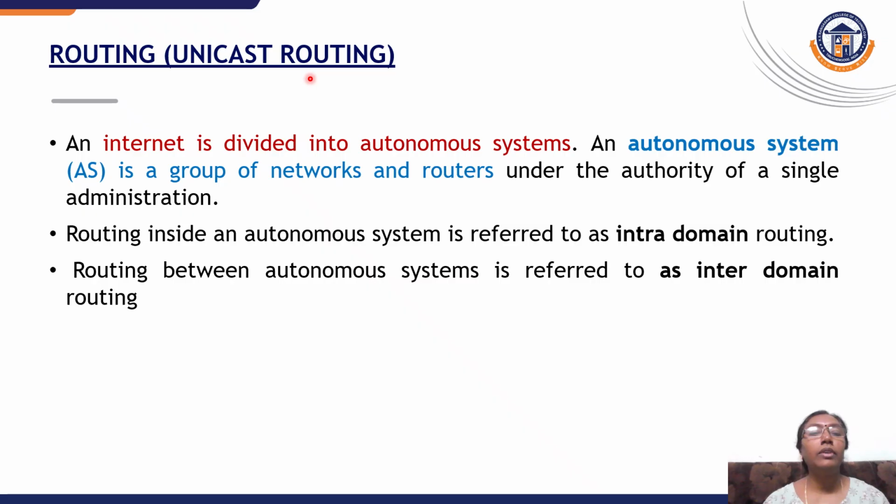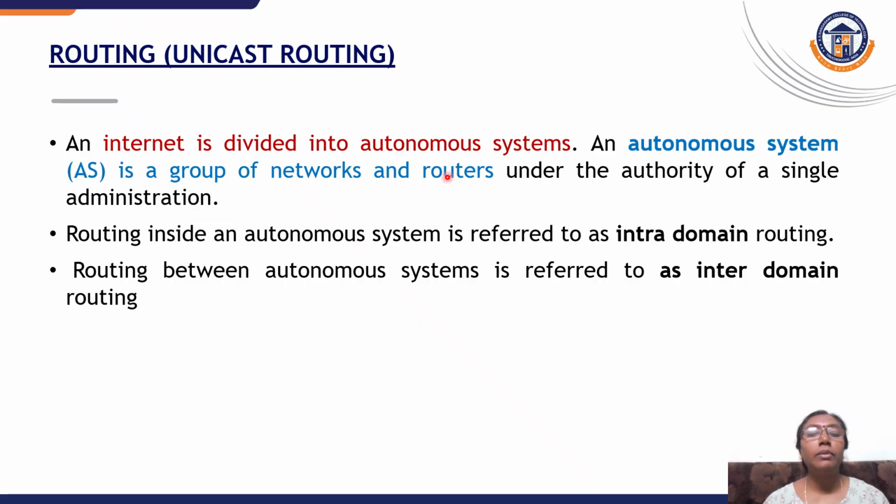In routing, we are going to see unicast routing. There are two types of routing, unicast and multicast routing. Unicast routing is one-to-one. That is, one device wants to communicate with every other device, every other node.